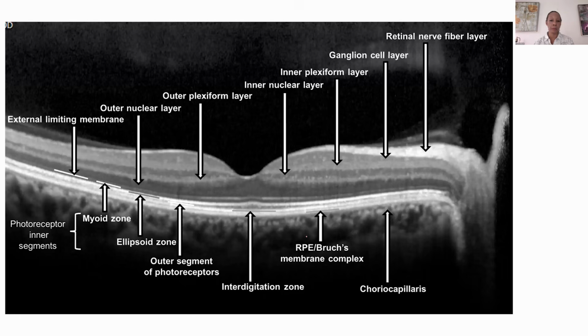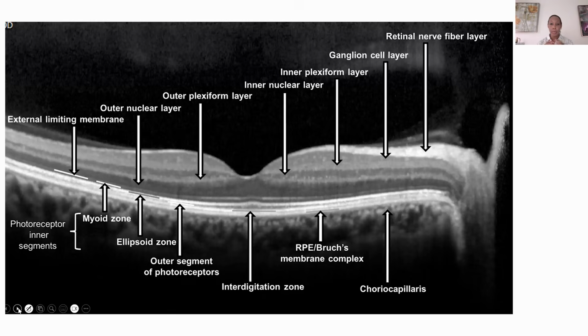And then you have the RPE-Bruch's membrane complex, your photoreceptor layers, which consist of your myoid zone and your ellipsoid zone, the external limiting membrane, your outer nuclear layer, which is that dark area here. Then you have the white line, which is the outer plexiform layer. You then have another dark area, which is the inner nuclear layer, because you're seeing that there's a pattern where the nuclear layer is dark or hyporeflective. And then you have another whitish or hyperreflective line, which is the inner plexiform layer, followed by the ganglion cell layer and the retinal nerve fiber layer.